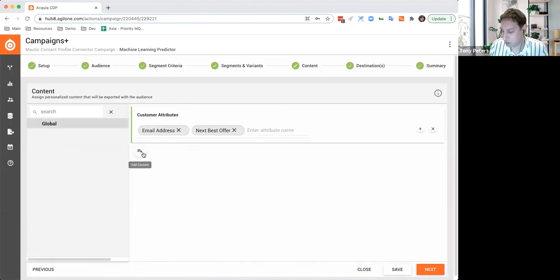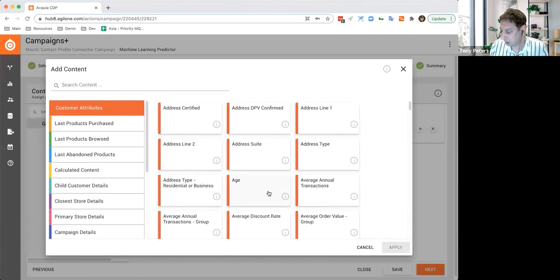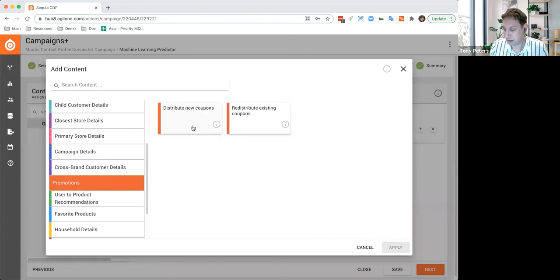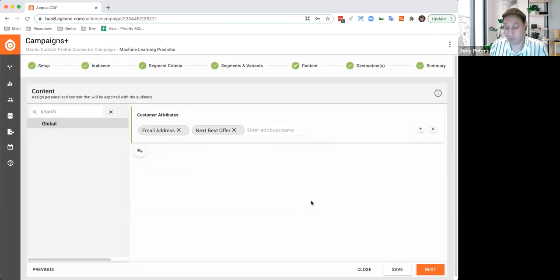You then choose the content you want to push across. So this is where your personalization is going to come in. You might want to say, I want to include my email address, next best offer. I want to include the loyalty points they have. I might want to include a new coupon, the relevant coupon code or something like that you're pulling in. So this is the personalized content you're going to push across to that platform.